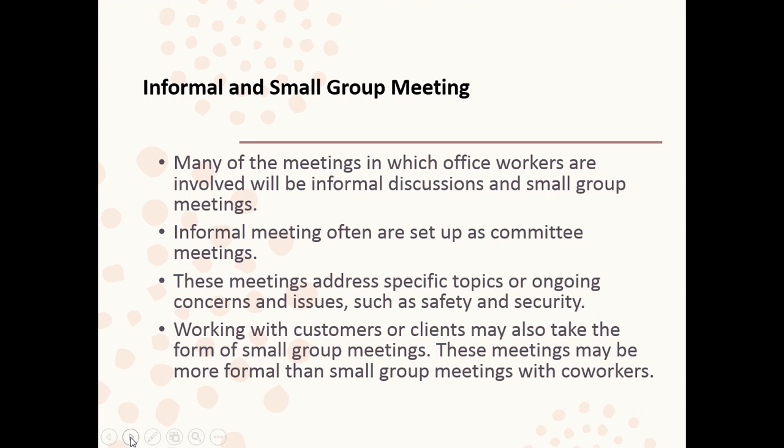Okay, so first let's take a look at informal and small group meetings. Many of the meetings in which office workers are involved will be informal discussion and small group meetings. Informal meetings also are set up as committee meetings, which is, when we call a committee meeting, we call it an informal meeting, internal only. This meeting addresses specific topics or ongoing concerns and issues such as safety and security. So this is an example of informal and small group meeting discussion.